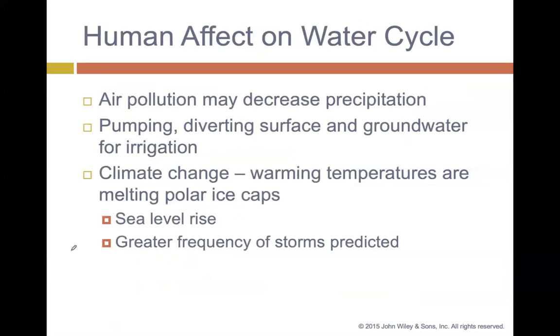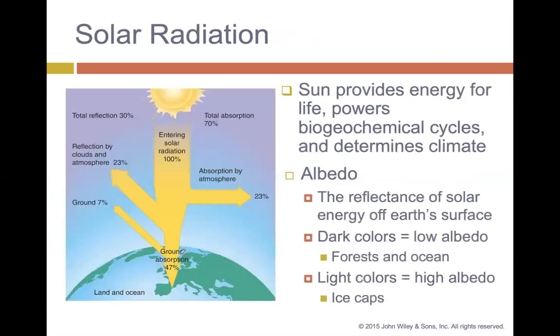Human effects on the water cycle. So air pollution may decrease precipitation. There's pumping, diverting surface and groundwater for irrigation. And then potentially in climate change, the warming temperatures could melt the polar ice caps, causing the sea level to rise, causing a potential greater frequency of storms.